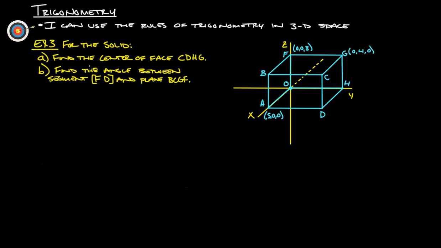For the solid, find the center of the face CDHG. So here's CDHG. So we want to find the center of that, which looks like it's about right here. So we have to find the coordinates of that point. We have to assume that it's a rectangular solid. If we can find this point D here and find the midpoint, that's going to be the center of that face, right? So let's figure out what point D is.